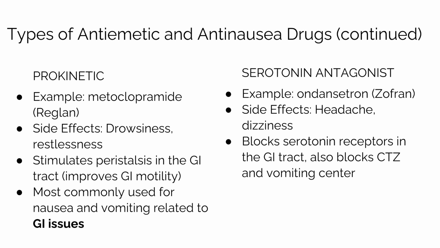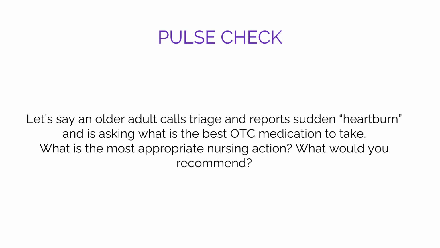Next, we will discuss serotonin antagonists. An example is ondansetron. Side effects include headache and dizziness. Serotonin antagonists block serotonin receptors in the GI tract. They also block the CTZ, so that chemoreceptor trigger zone, as well as the vomiting center. Just a reminder, serotonin receptors are found in both the brain and the peripheral nervous system, and regulate mood, sleep, appetite, and other functions.